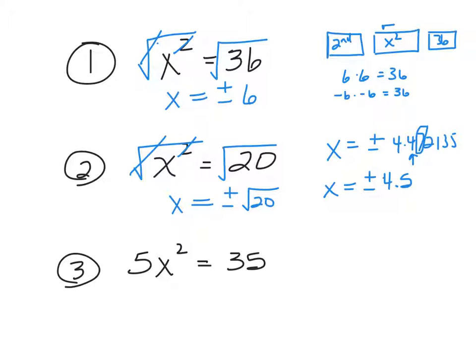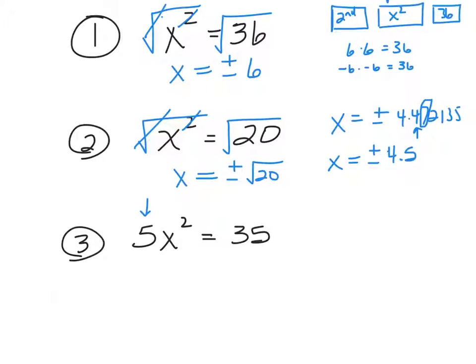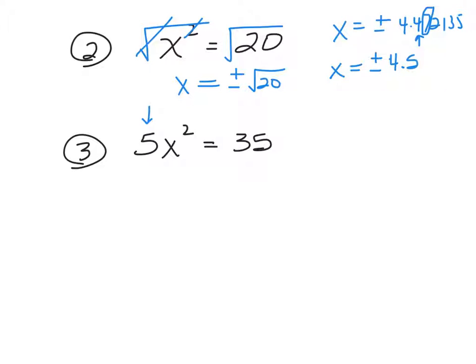So this time, you'll notice there is this 5 out front of the x squared. Well, I can't have that there if I want to take the square root, so I've got to get rid of it. In order to get rid of it, I'm going to divide by 5 on each side. It's multiplying by 5, so I do the opposite and divide by 5. These 5s are going to cancel. X squared is going to equal 35 divided by 5, which is 7. Now the x squared term is by itself, so now I can take the square root.